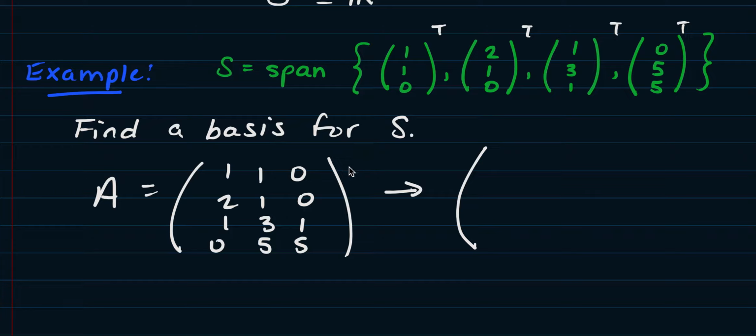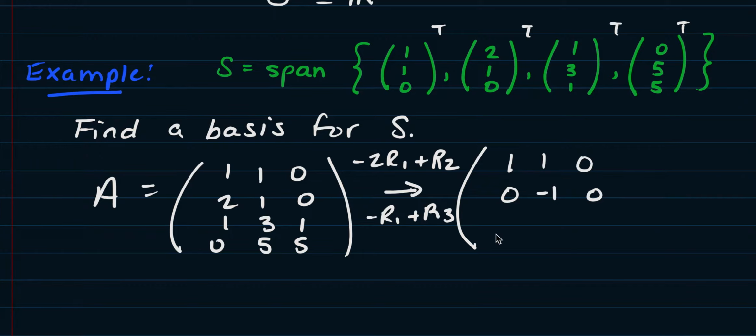So to put it in reduced row echelon form, I'm going to keep the first row, so 1, 1, 0. I'm going to subtract 2 row 1 from row 2, and I'm also going to subtract row 1 from row 3. So let's do that. So this is 0, negative 1, 0. And this will be 0, 2, 1, 0, 5, 5.